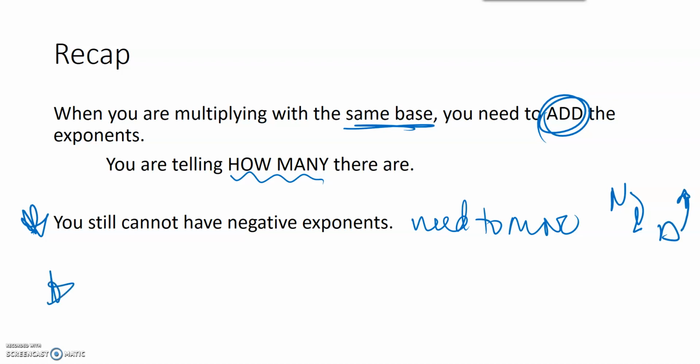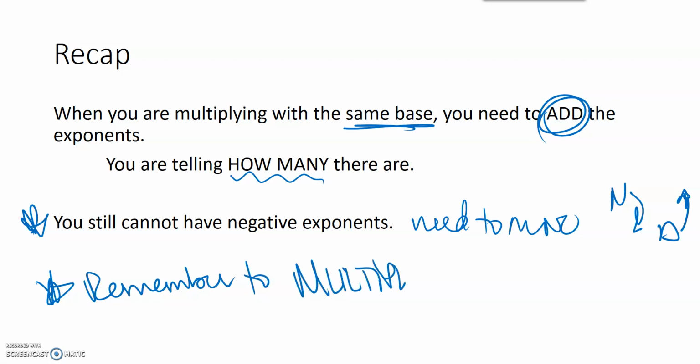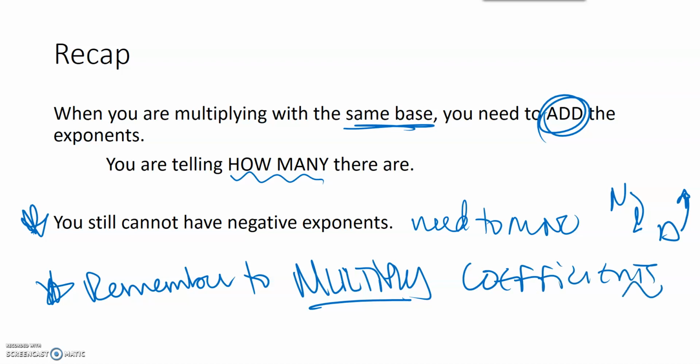I'm going to add one more thing here. Remember to multiply coefficients. Okay, and that's really where I see the mistakes. Since we're adding exponents, lots of times people accidentally add their coefficients together. But remember, the big overall idea of the problem is multiplication, so we need to multiply the coefficients together.